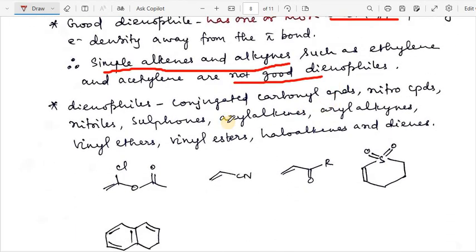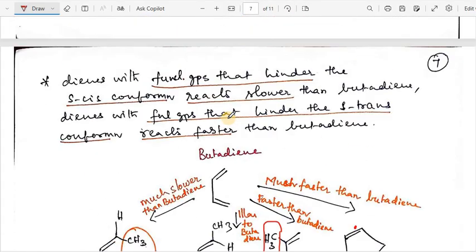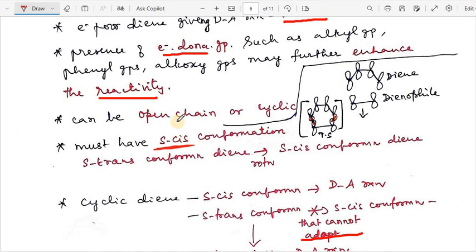And dienophiles may be conjugated with carbonyl groups, nitro compounds, nitriles, sulfones, aryl alkenes, aryl alkynes, vinyl ethers, vinyl esters, haloalkenes and dienes. The main condition for a diene is that the compound should be electron rich and highly reactive, and it should have an electron donating group to enhance the reactivity. It may be open chain or cyclic. It should possess S-cis conformation.